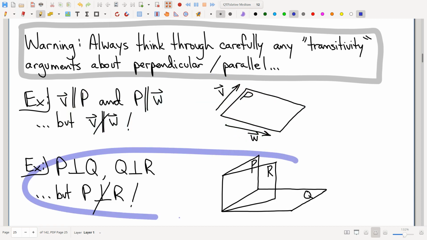Here's another one. P is perpendicular to Q. Q is perpendicular to R. Just looking at the symbols on the page, you might be tempted to suspect that maybe P and R have to have some sort of relationship. Like maybe P and R should have to be perpendicular. Or maybe P and R should have to be parallel. Nope. Neither. No conclusion. This is another one of these situations where there is no sort of transitivity that you can conclude here.